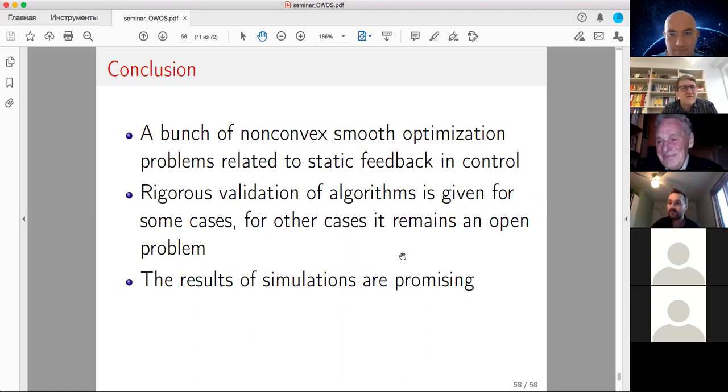Thank you. So we have a further question. 16, do you want to ask a question, or should I read it? So 16 is asking if the non-smoothness aspect is important in these problems.